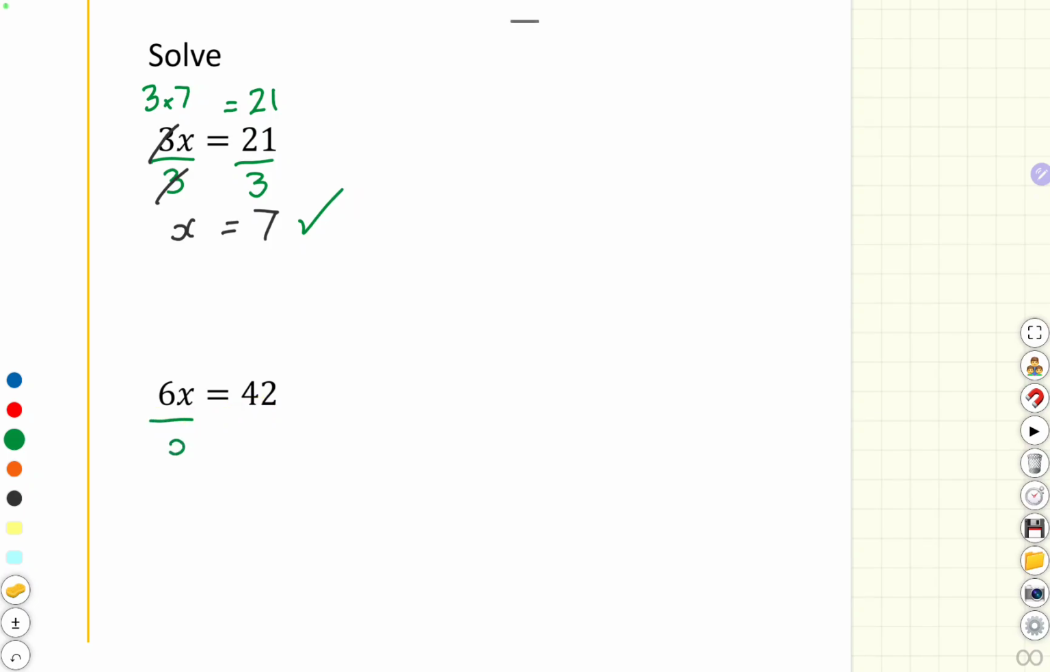Next one, 6x equals 42. I need to divide both sides by 6. And that means that the 6's will cancel. And x equals 7. 7 times 6 is 42, I believe. So we can now do 6 times by 7 equals, it does equal 42, so I know that I'm correct.